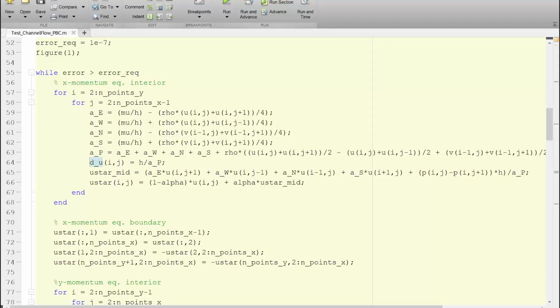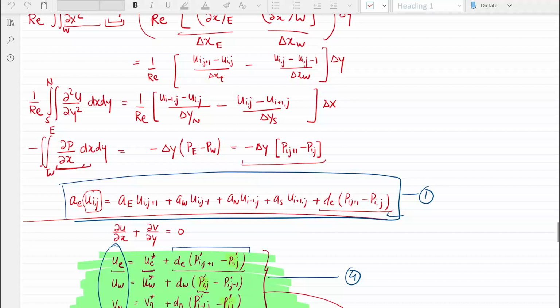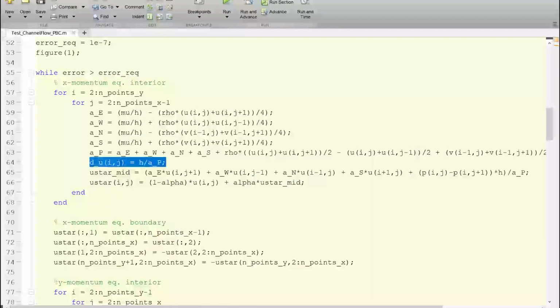Once we have AP, the next term is DU, which is equivalent to DE that we have been using in the previous formulations. It is a term that we need for accounting the pressure. This is the coefficient of that particular term, and later on, we use it for the pressure field. Here, rather than writing in terms of DU, I've simply multiplied it in terms of H.